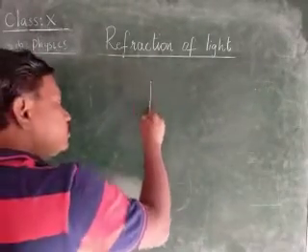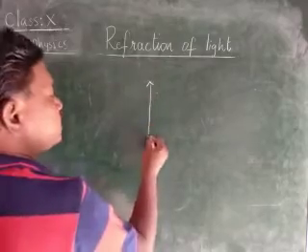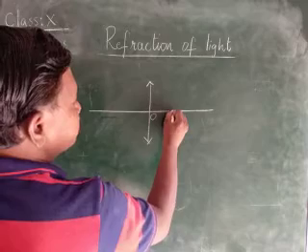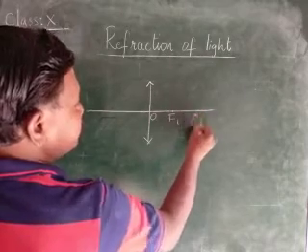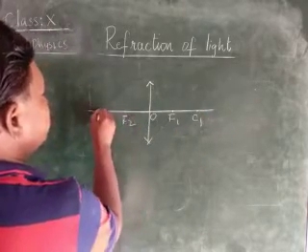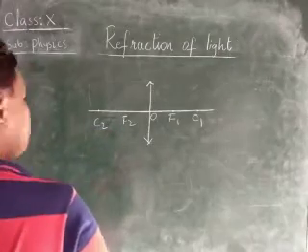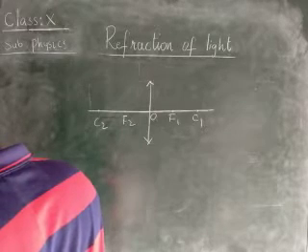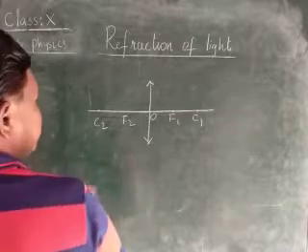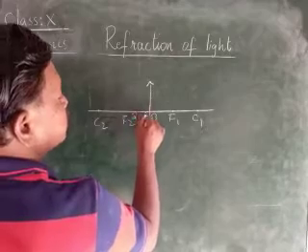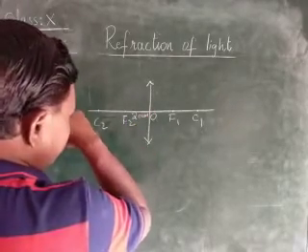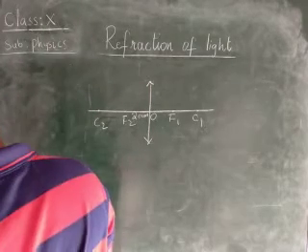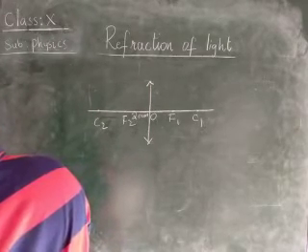Here, convex lens. F1, C1, F2, C2. Focal length is given as 20 centimeter. Okay, focal length is given as 20 centimeter.